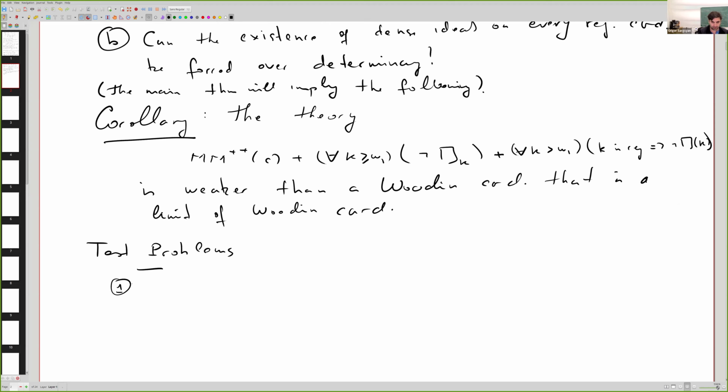So first is, of course, failure of square, just what I have here, right? So these are consequences of MM. It will be for every kappa greater than or equal to omega-1, not square kappa. Then second, for example, WRP. This is the Fleissner Magidor Sharap.